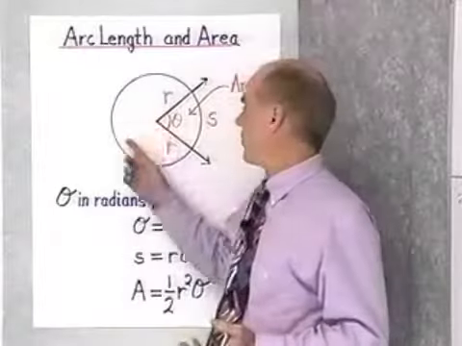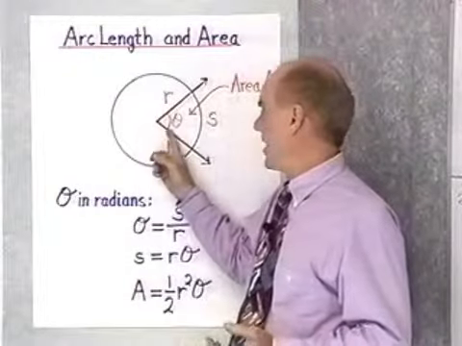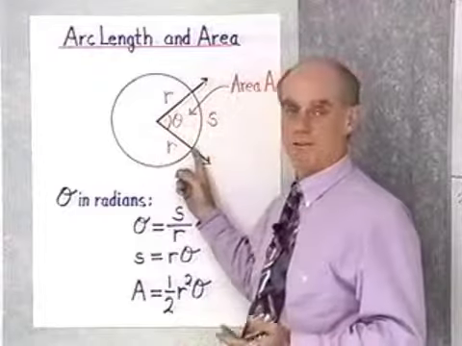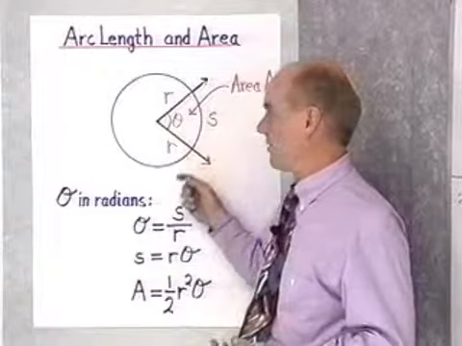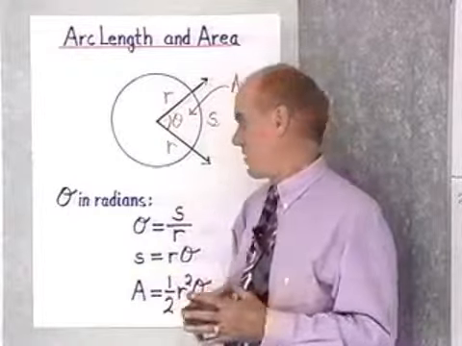Here is a circle with a radius of r and a central angle theta that cuts off an arc of length s. Now, area A stands for the area of this sector right here. Here are the formulas I have if theta is written in radians.